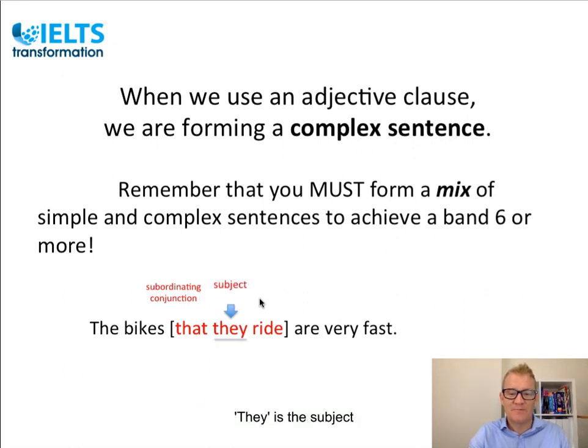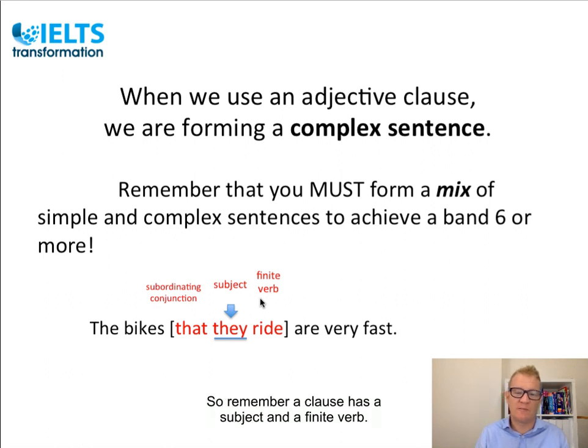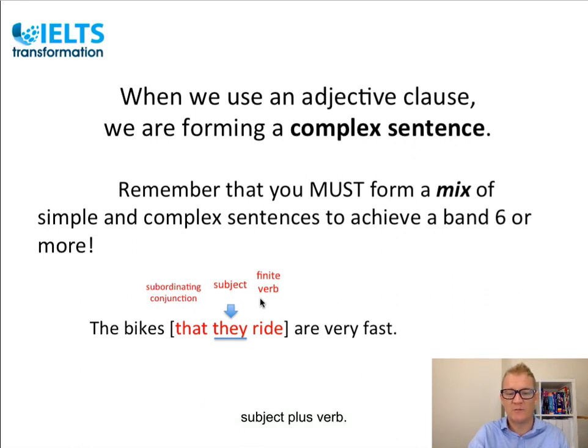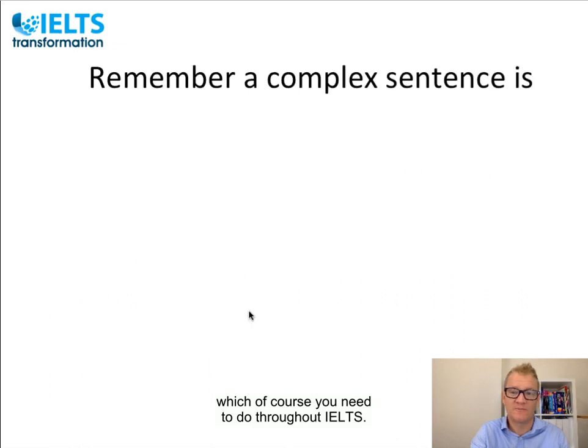They is the subject, and ride is the finite verb. So remember, a clause has a subject and a finite verb. A dependent clause has a subordinating conjunction, subject plus verb. So here, that they ride is describing the bike. Because if we just said the bikes are very fast, then there's not much information. So we're using these to give more information, which of course you need to do throughout IELTS.